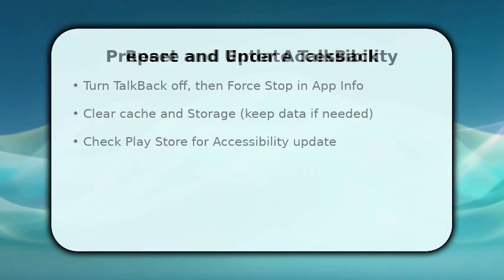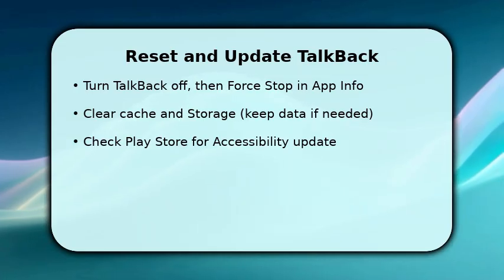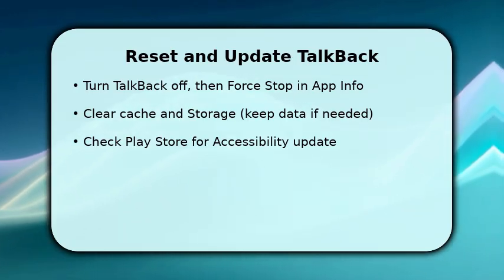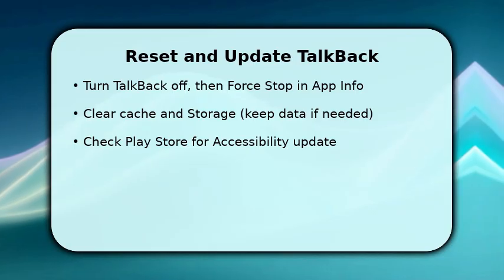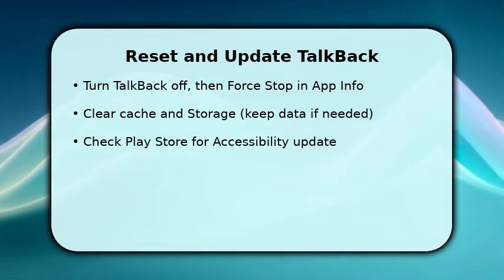Once you've located Talkback in Accessibility, turn it off and open App Info to force stop the app. This clears hung processes. Next, clear the cache and, if persistent errors remain, clear storage. Note that clearing storage resets Talkback settings.